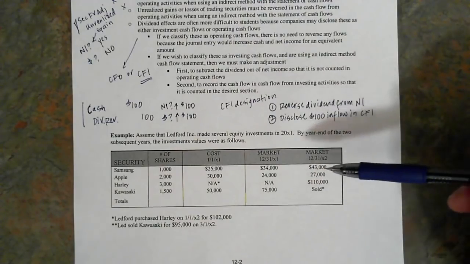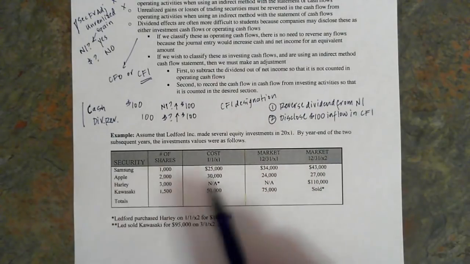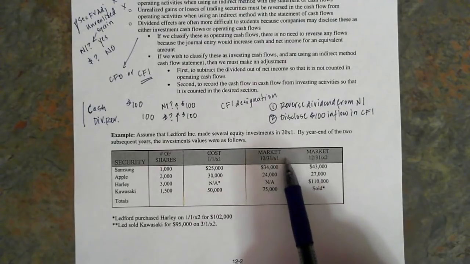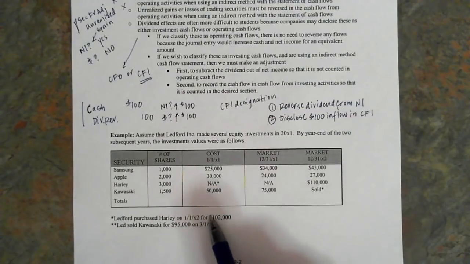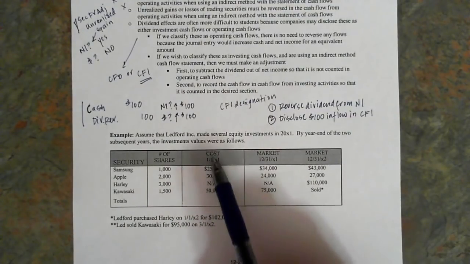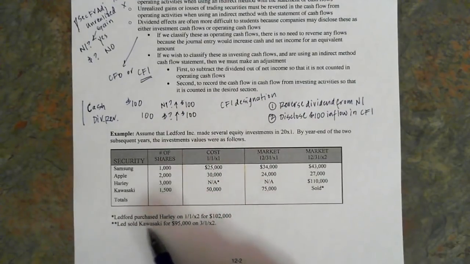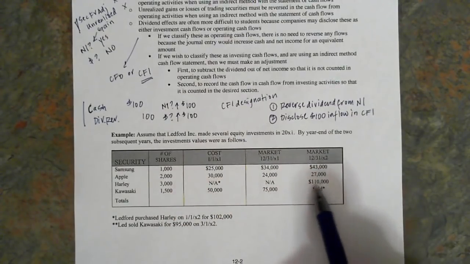I'll also give you a little more information, because some of these say NA. Well, what does that mean? Well, in the case of Harley, they didn't purchase this one until sometime between the end of the first year and the end of the second year, actually at the beginning of the second year. So that wasn't part of the original cost listed at 1/1/X1. Now they sold Kawasaki during the second year, on March 1st of the second year, and so that's why it doesn't have a market value here.